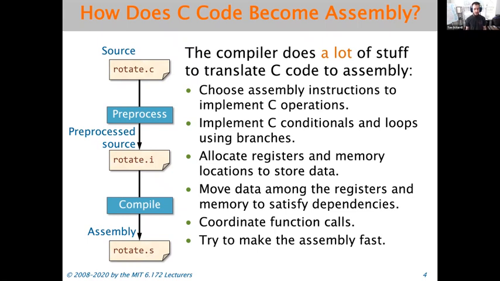And occasionally we'll have to move data among those registers and among locations in memory in order to satisfy various dependencies. It has to figure out how to coordinate all of the function calls in the program, including function calls to functions in other source files. And these days we expect our compilers to generate fast code. They have to work pretty hard in order to make sure that that assembly is efficient.